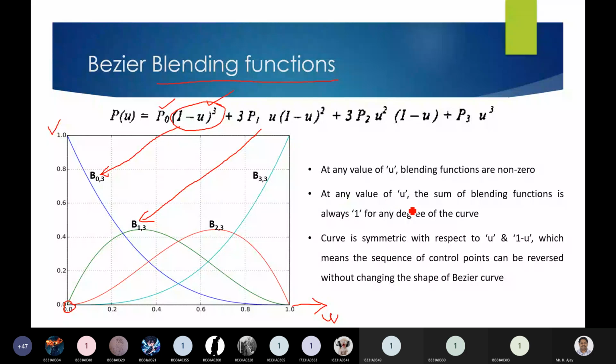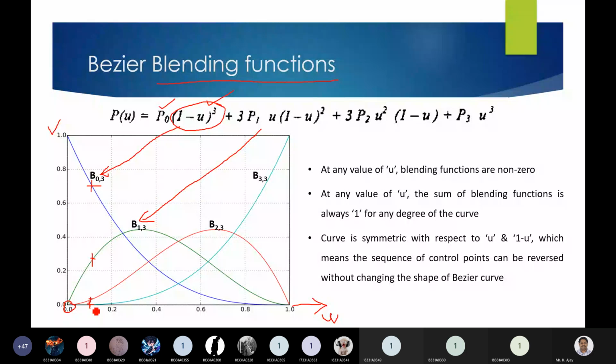At any value of u, the sum of the blending functions is always 1. What do you mean by this? For example, let us take u is equal to 0.1. At u is equal to 0.1, you have a certain b33 value, b23 gives you another value, and similarly b13 gives another value, and b03 is another value. So all these points denote the values of the blending functions corresponding to u is equal to 0.1.